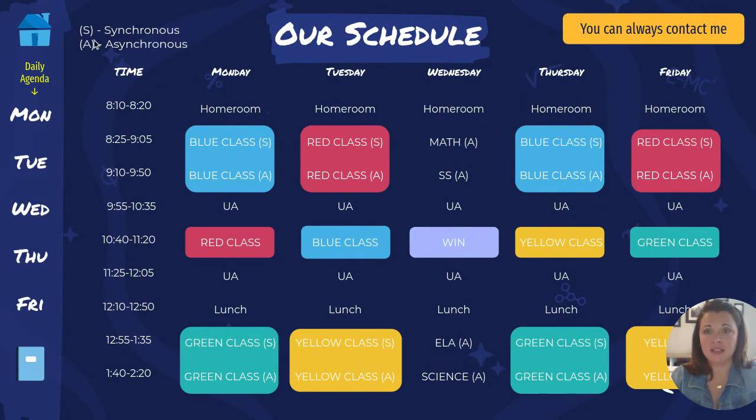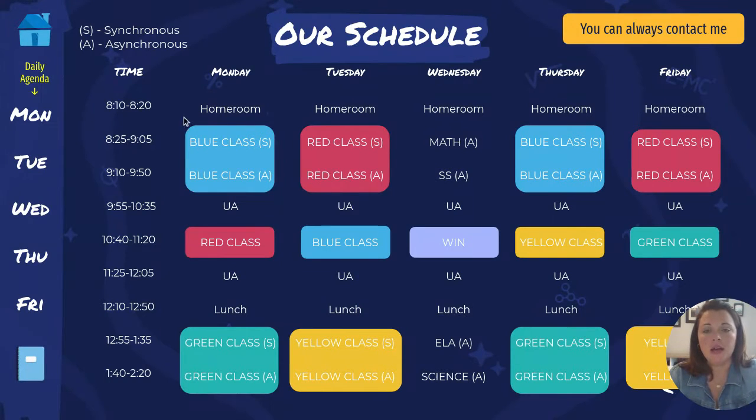The S and the A next to these classes signify if it's a synchronous class, which means that we're going to be doing live lessons, or if it's an asynchronous class, which means that you'll be getting assignments or continuations of work from class, where you will have that designated time to work on that assignment on your own outside of the Zoom classroom.